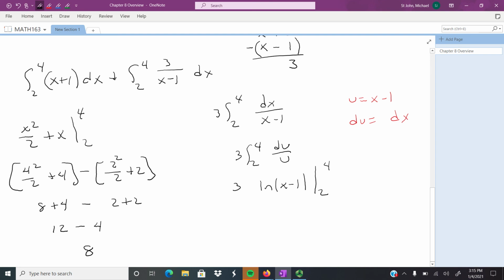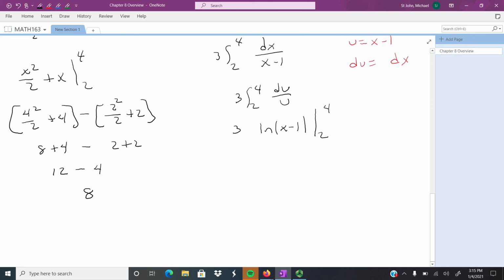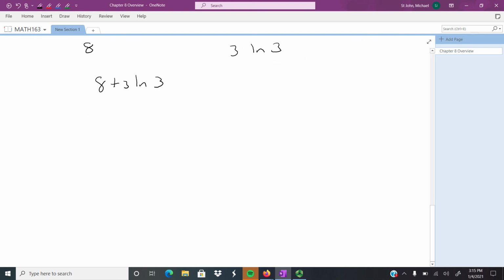Okay. And so this part gives me 3 times (ln (4 minus 1) minus ln (2 minus 1)). So this is going to be 3 ln 3, since 2 minus 1 is 1, and the natural log of 1 is 0. And so we're left with 8 plus 3 natural log of 3 in terms of that one. Other methods they mention here is integration by parts.